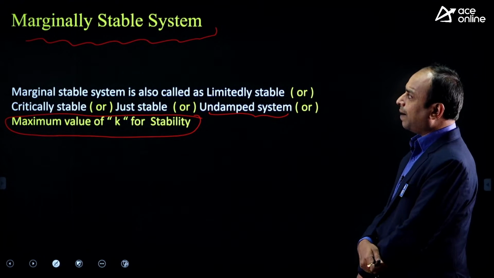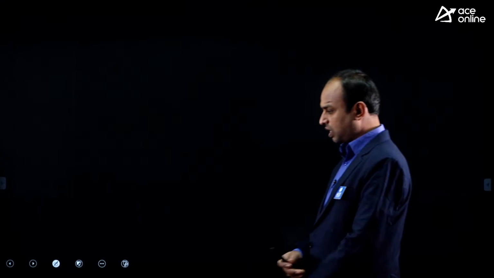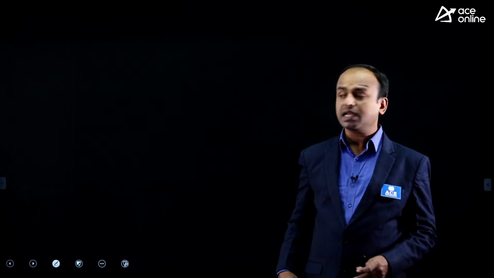Now I am providing a small animation here. I am going to explain what a stable system is in other words, once again as a conclusion. What is a stable system? In a control system, you should know what stability is.